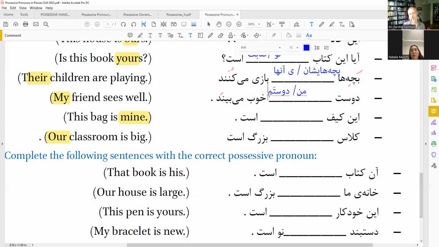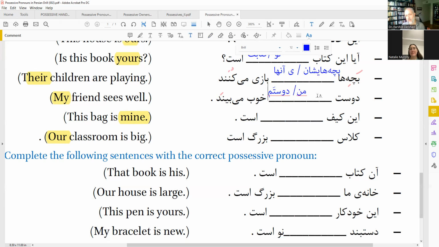I tried to keep the number of vocabulary words I'm using for this homework quite limited, so that the focus will not be on being confused, looking for the meaning of the words, but really concentrating on the main topic, which is the possessive pronoun. That's why I'm using the same words again and again.